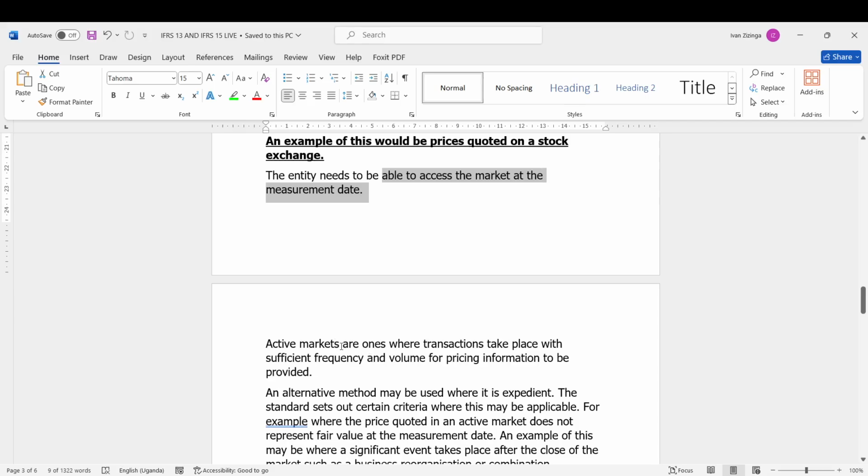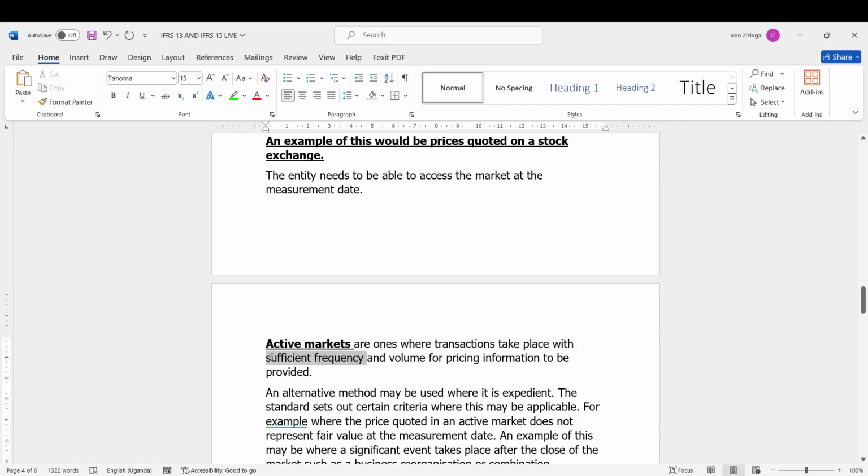So, Ivan, here's the definition of an active market, where we have voluminous transactions, frequent transactions, and you have the information available. Ivan, is that okay now? Yes, that is okay. Well, I think you asked me this question, right? Yes, it was me. Okay.